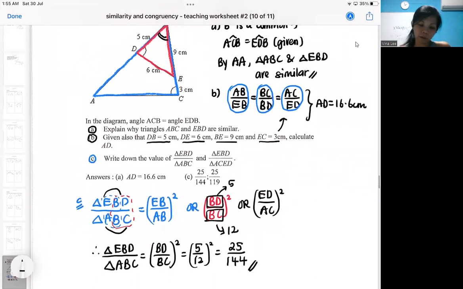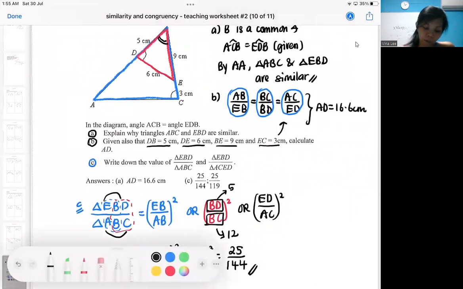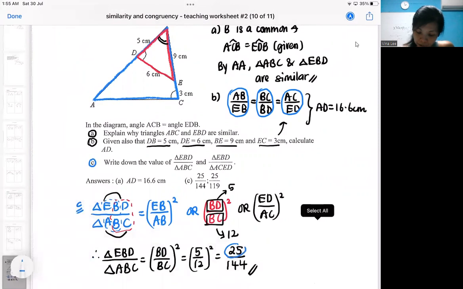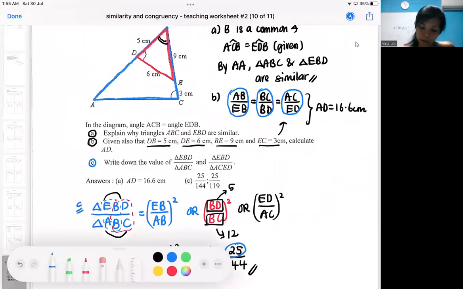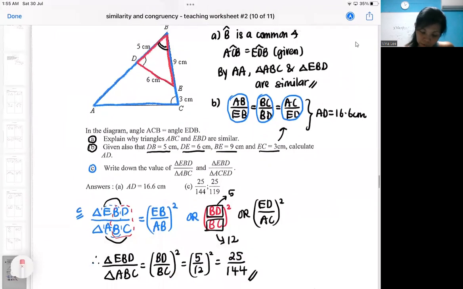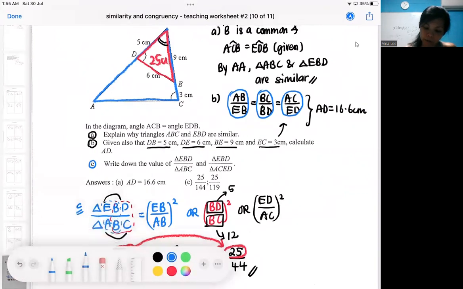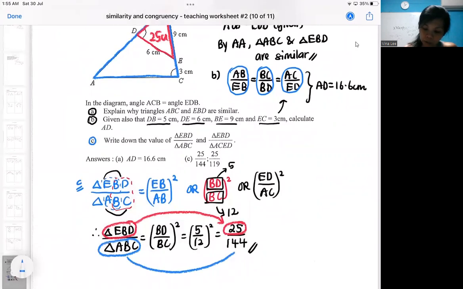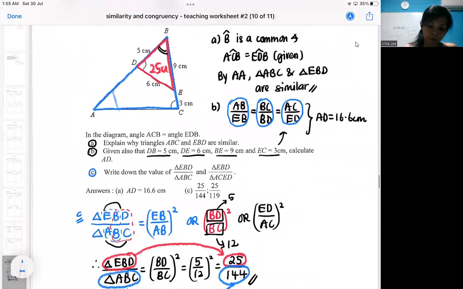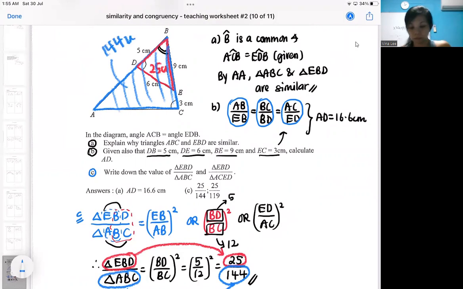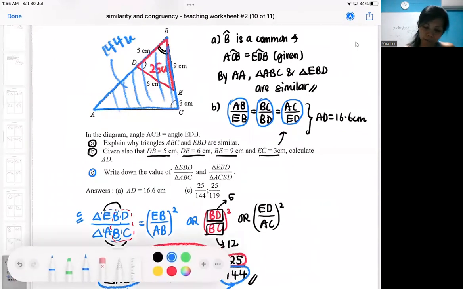What's your interpretation of the 25 and 144? You interpret that as the area. So this 25 is EBD, the red one, something like 25 units. Then ABC is the blue one, the whole thing, which is 144. So everything here is 144. And that will help you to calculate the next part.